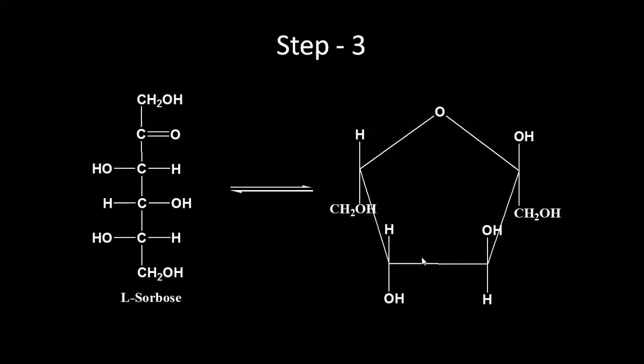Then in step 3, so basically it is not a step 3, but we are writing the furanose form of L-sorbose. So this is the furanose or the cyclic structure of L-sorbose, so that we can show clearly what happens in the next step. This is the cyclic form of L-sorbose only, which we call the furanose structure.